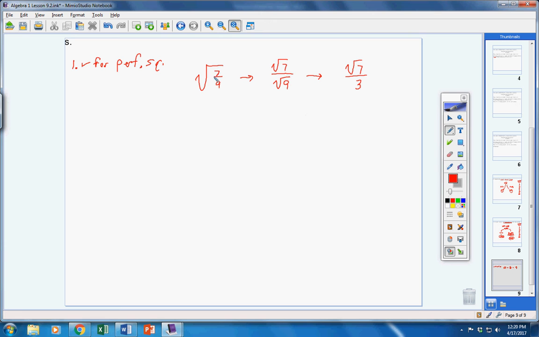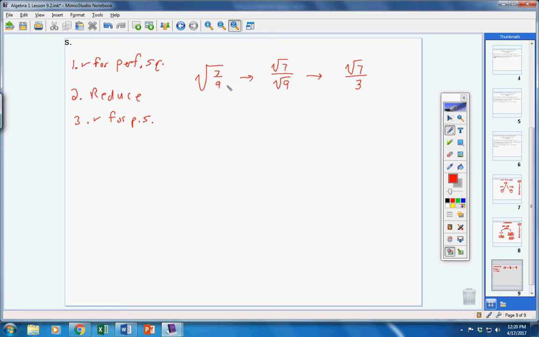So I have the square root of 7/9. I first take that radical and I split it up into 2 radicals, and I'm looking for perfect squares. Okay? Next, you want to reduce the fraction if at all possible. And then lastly, check for perfect squares again. Alright, so if you're a person that likes steps, these will work pretty well, okay? Not perfectly, but pretty well.